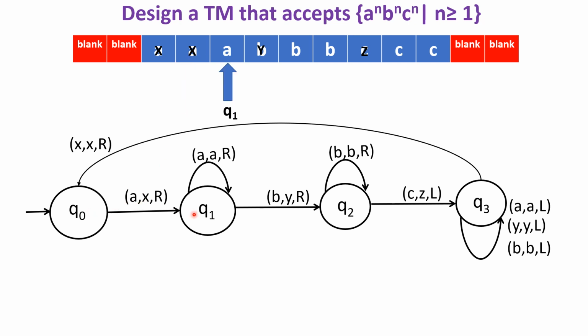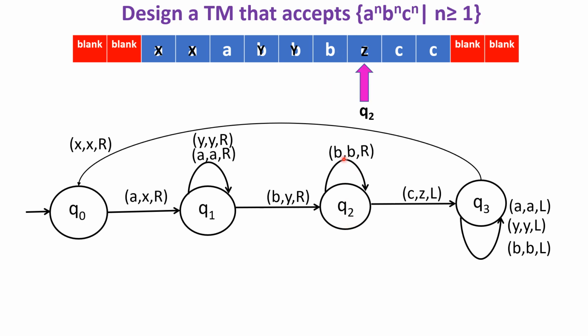Again, Q0 on A, A is replaced as X. Already we have this transition. Move towards the right, change the state to Q1. In Q1, A is kept as it is, move towards the right. Now if I come across Y, Y also must be kept as it is. So a self loop, Q1 on Y, and move towards the right. Now once we come across the first B, B is replaced as Y. Change the state to Q2 and move towards the right.